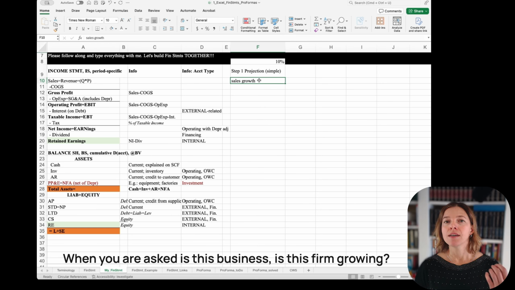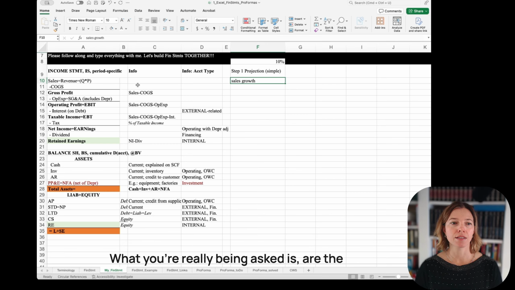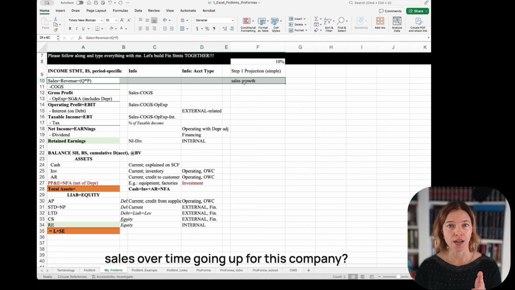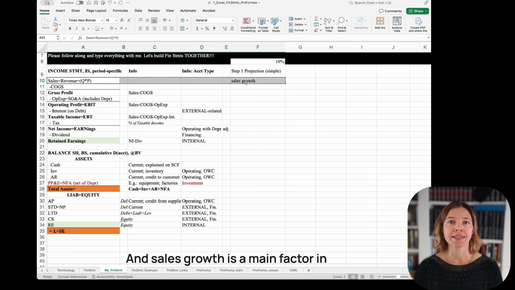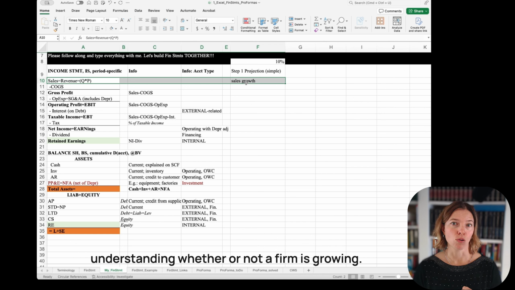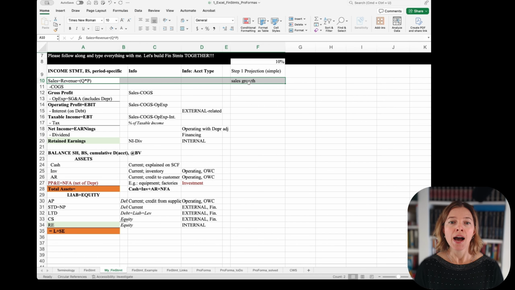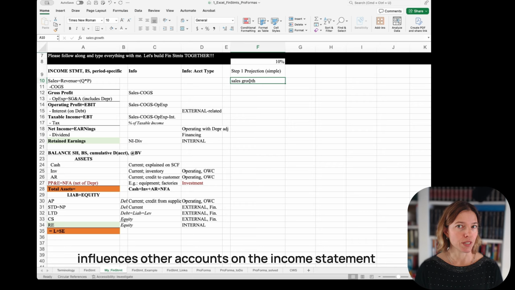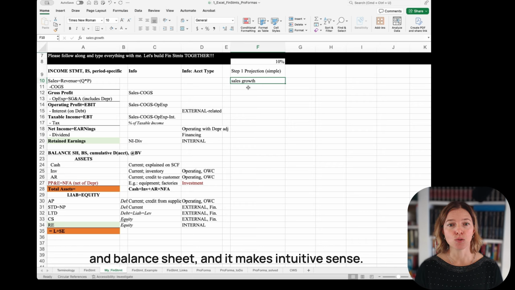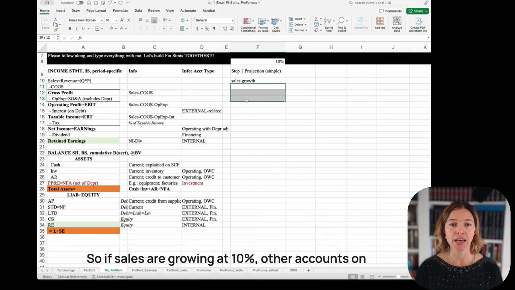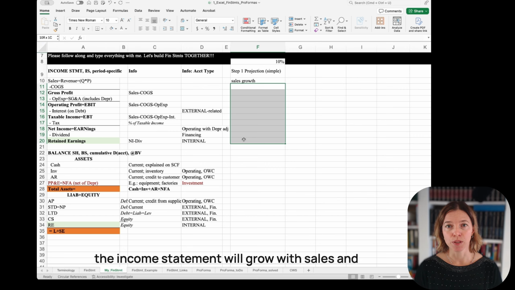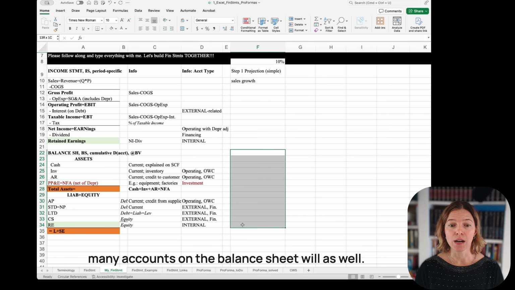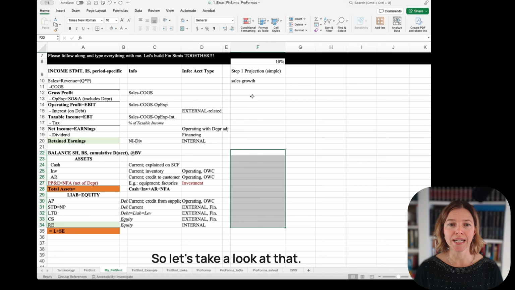When you're asked, is this firm growing? What you're really being asked is, are the sales over time going up for this company? And sales growth is a main factor in understanding whether or not a firm is growing. But sales growth is also important because it influences other accounts on the income statement and balance sheet, and it makes intuitive sense. So if sales are growing at 10%, other accounts on the income statement will grow with sales, and many accounts on the balance sheet will as well. So let's take a look at that.